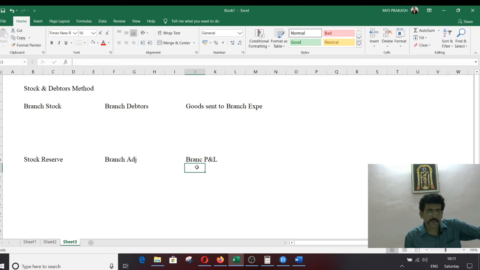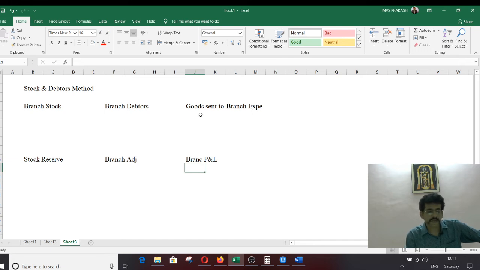Then ultimately you will get the closing balance of your debtors. Now you are getting some goods from the head office. So ultimately, in the branch account you are debiting goods sent to branch. Goods sent to branch, I will credit as by branch. You may be returning some goods. If you return, debit your goods sent to branch account, credit your stock, reduce your stock adjustment, because you are returning the goods to head office.